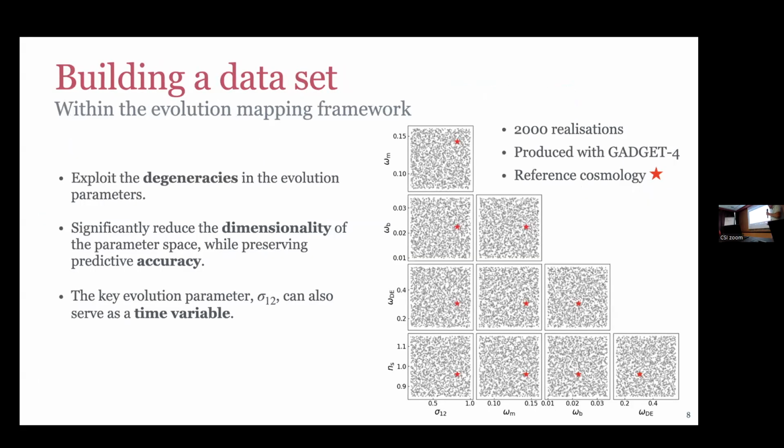So once we're equipped with both the convolutional neural network and evolution mapping, we build a training set that spans the shape parameters, sigma 12, and 1 evolution parameter, just to give it more freedom. And in this way, we reduce the dimensionality of the training set, because if we didn't use evolution mapping, then we would have to sample over both shape parameters, evolution parameters, and redshift. And in this case, we are exploiting the fact that we can use sigma 12 as a proxy for the redshift or your time variable.